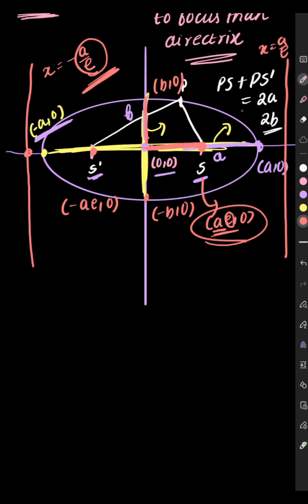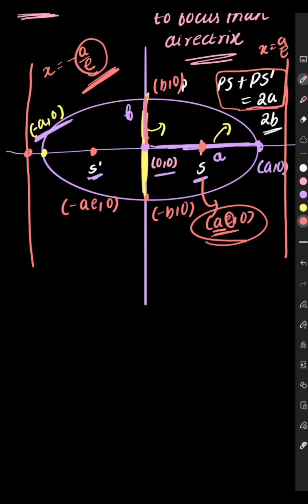Now in this case, because it's a horizontal ellipse, PS plus PS dash will be equal to 2A. Right, so I'm just going to clean it up a bit and then we can talk about latus rectum. So like I said, this line or this line is the latus rectum. Obviously, this is the coordinates of the focus. So the endpoints of the latus rectum will be AE, so the x coordinate is going to be AE for both.